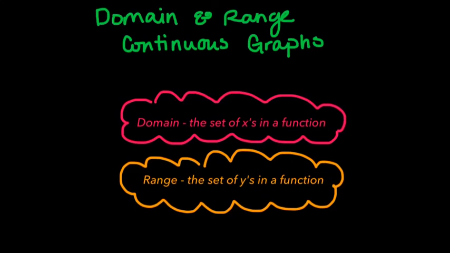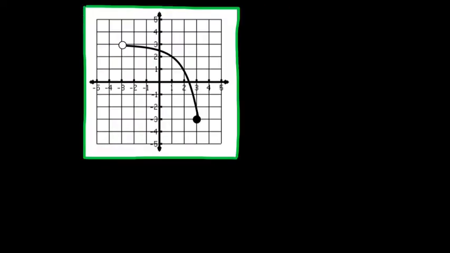So remember, we learned last time that the domain is the set of x's in a function, and range is the set of y's in a function. So you have to look to the x-axis for the domain or the y-axis for the range to determine the dimensions of the graph. So when we look at domain and range on continuous graphs, we're not just looking at the integers anymore, we're looking at all the numbers that fall between. And we're going to use inequalities to determine the range of numbers.